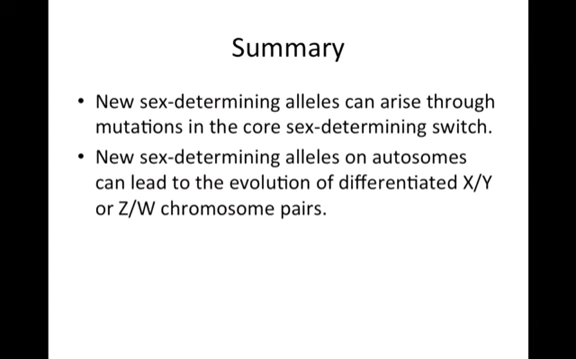Okay, so that's what I wanted to say in this video. In the next video, we'll work through particular ways that the observed genotypes in XY and ZW systems might have arisen. But here, let's just summarize and say new sex-determining alleles can arise through mutations in the core sex-determining switch genes, and that new sex-determining alleles on autosomes can lead to the evolution of differentiated XY or ZW chromosome pairs.